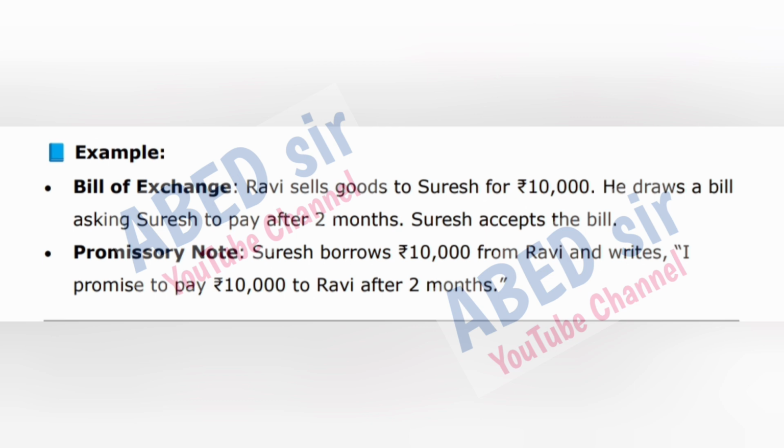Example. Bill of exchange: Ravi sells goods to Suresh for 10,000 rupees. He draws a bill asking Suresh to pay after 2 months. Suresh accepts the bill. Promissory note: Suresh borrows 10,000 rupees from Ravi and writes, I promise to pay 10,000 rupees to Ravi after 2 months.